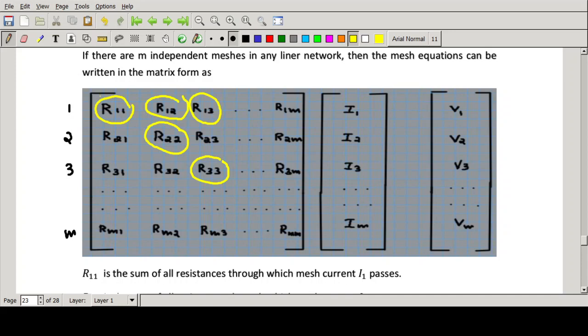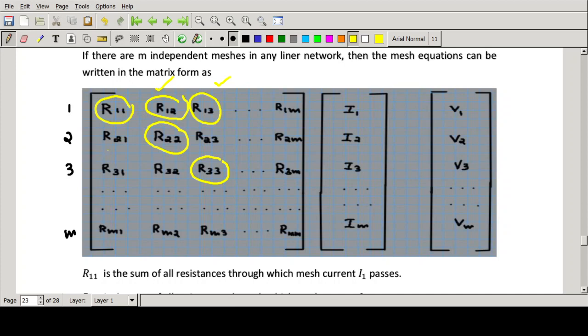Then what about R12? R12 is the resistance through which both currents 1 and 2 are flowing. If they are flowing in the same direction, you will take it as positive, and if they are flowing in different directions, you will take it as negative. Similarly, R13 is the resistance through which the currents 1 and 3 are flowing. You can easily make it out, because R13 means current 1, current 3. So R13 is a resistance through which currents I1 and I3 are flowing. Same direction positive, opposite direction negative.